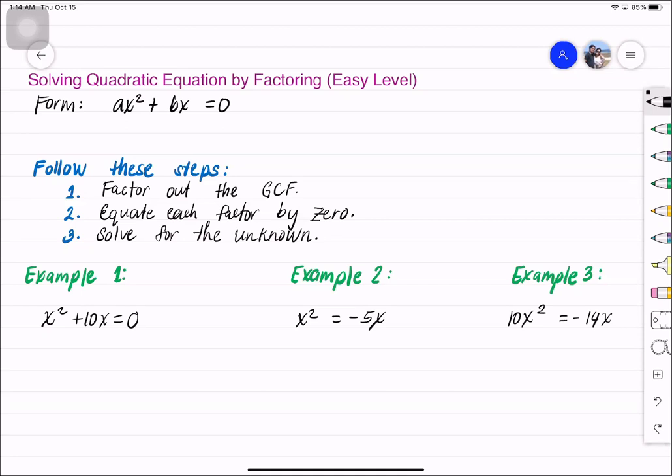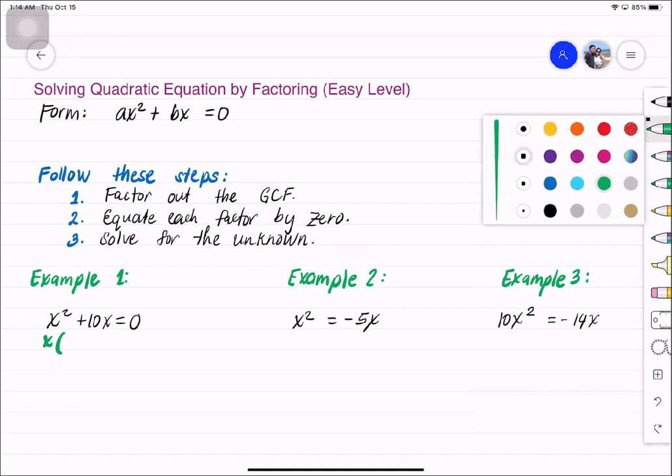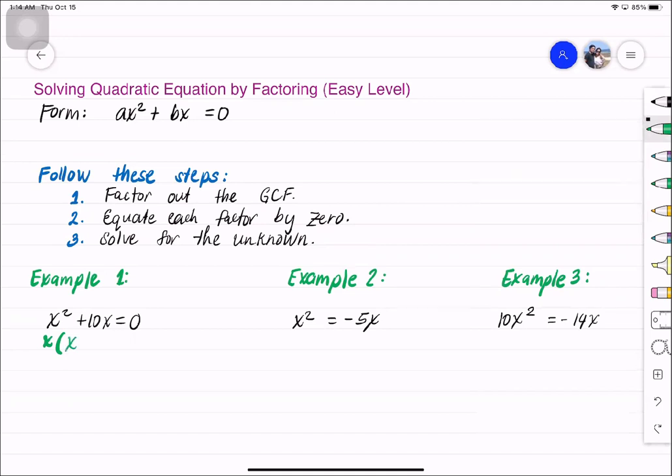So what is common between x squared and x? The common factor between x squared and 10x is x. We just simply factor it out by dividing each term by x. When we divide x squared by x, you will get x. Then when you divide 10x by x, you will also get plus 10, equals 0. You notice there are two factors: one is x and the other one is x plus 10.